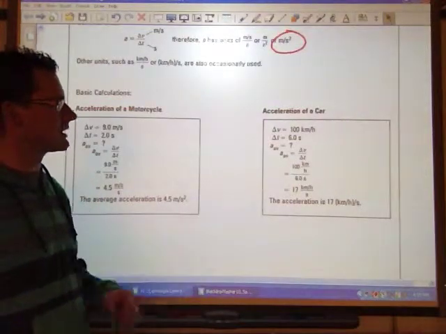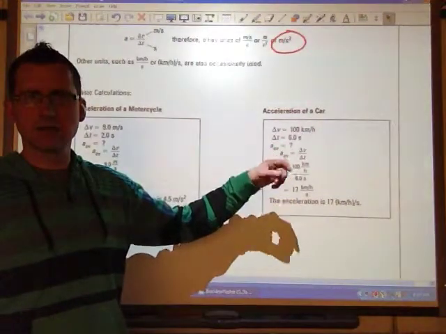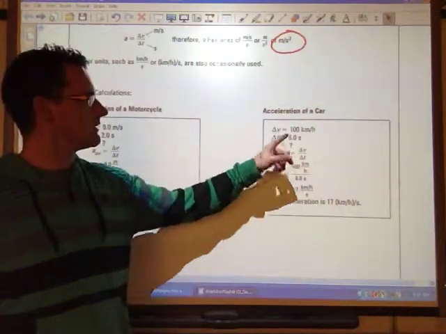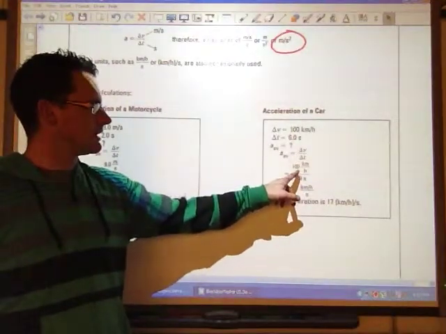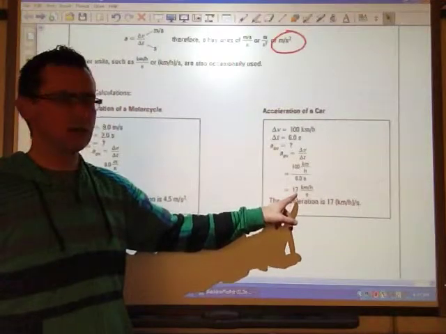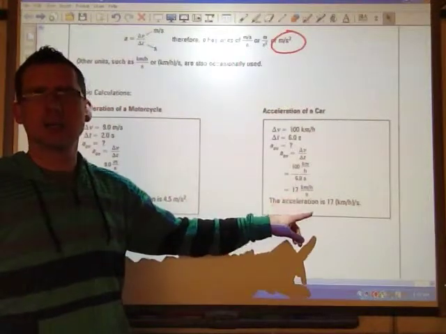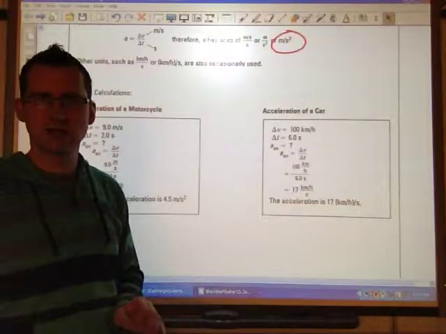If we're looking at a car here, change in speed of 100 kilometers per hour, so that means going from 0 to 100, and that happened in 6 seconds. That's fairly quick. So figuring that out, we get 100 kilometers per hour divided by 6 seconds, 17 kilometers per hour per second. So we'd have to state it like that. We can't combine the two times because they're not in the same unit.